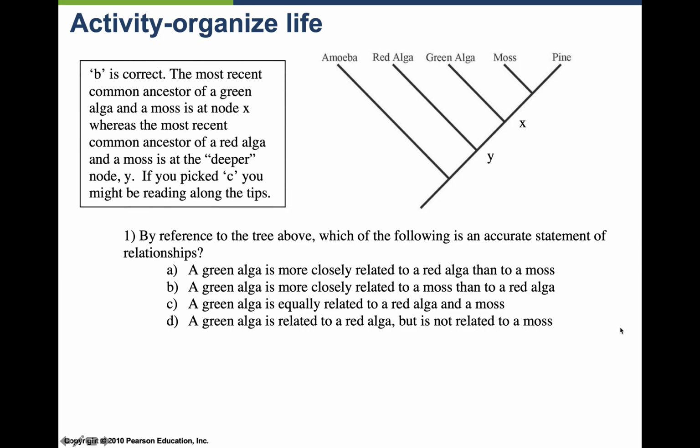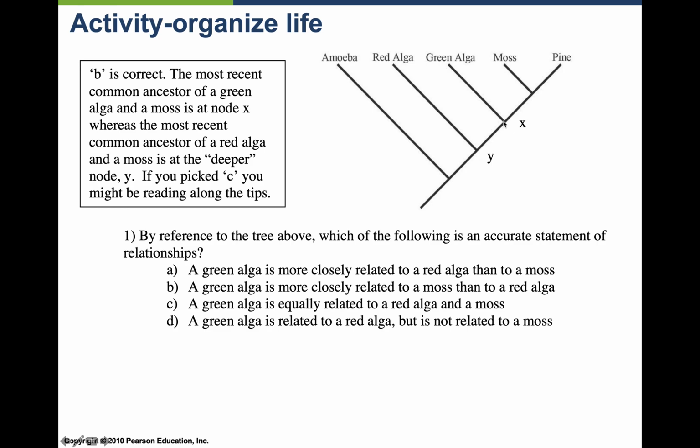So what's the proper answer here? The answer is B, that a green alga is more closely related to a moss than a red alga. Some of you might be sitting there thinking, well, that makes no sense, it's equally distant to the two. But you have to think in terms of common ancestor. Is the common ancestor here at Y or X? The red alga, due to common ancestor Y, is equally related to the green alga, moss, and pine, but it's not more closely related to any one of those. If you take a really hard look at this and use this as the ancestor, it really helps you get to answer B.